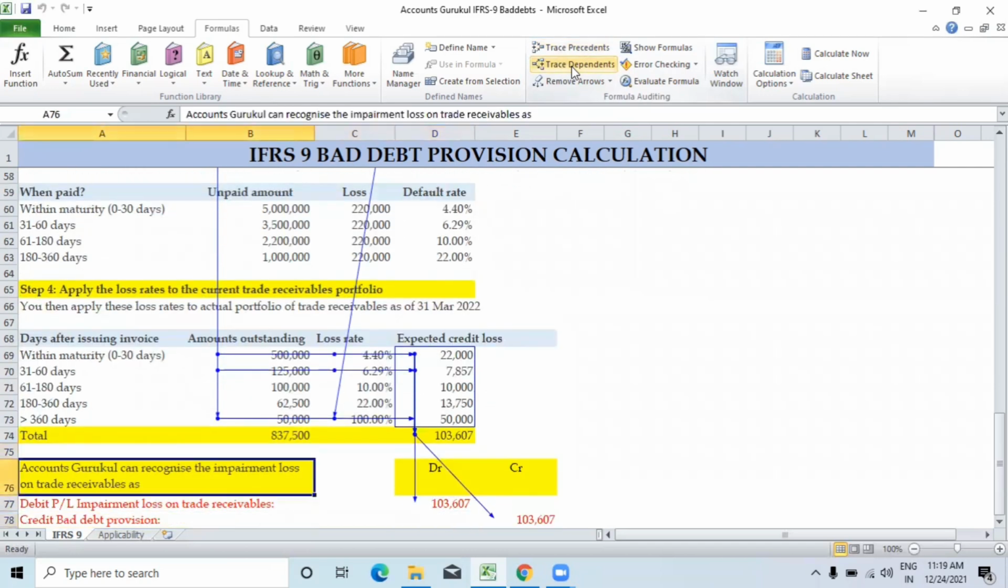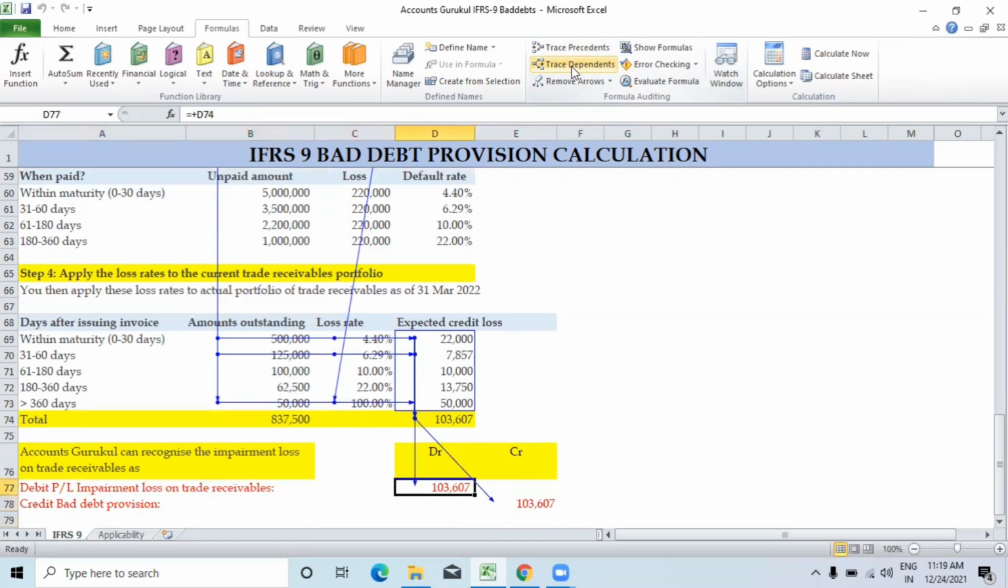So here Accounts Gurukul can recognize the impairment loss on trade receivables: debit to P&L, impairment loss on trade receivables, 1,03,607, and credit bad debt provision, 1,03,607. So this is all from this video, and what we learn from this video is how the IFRS 9 bad debts provision calculation works based on one example.